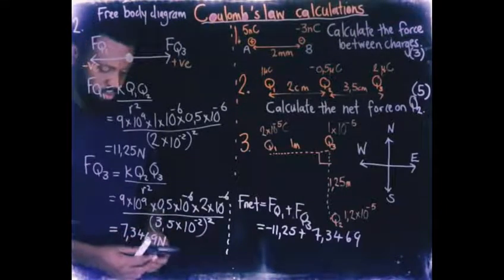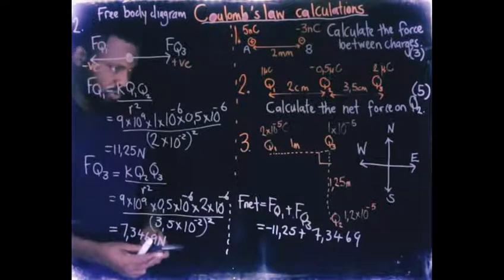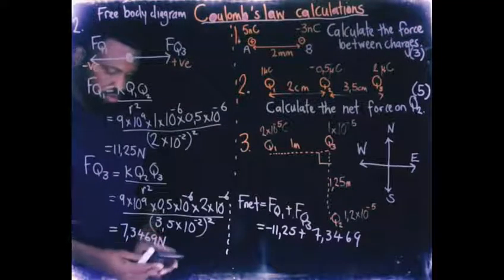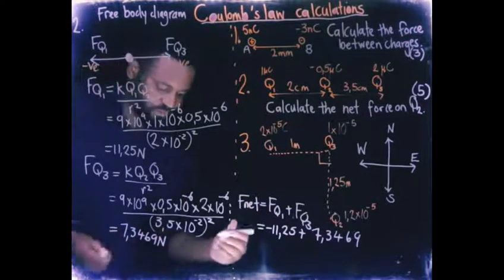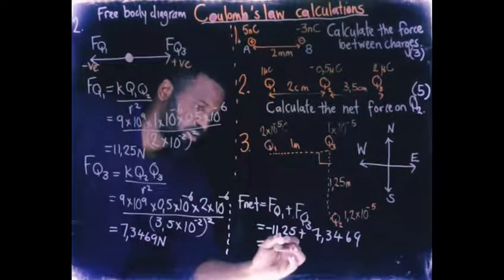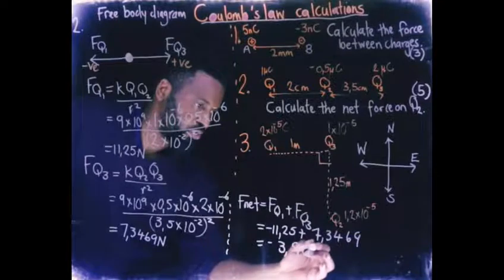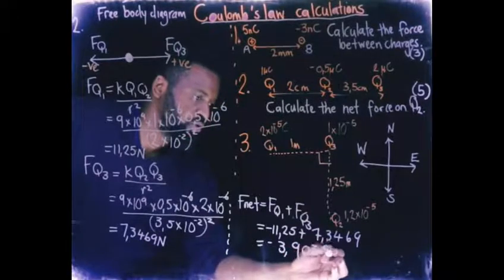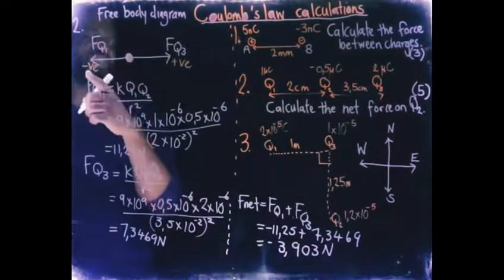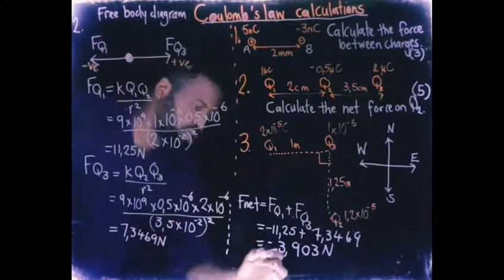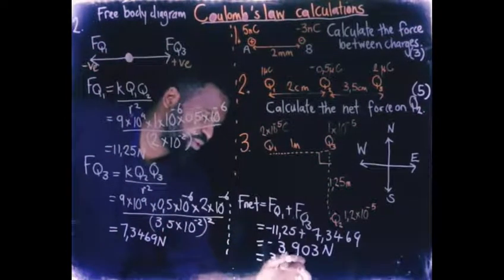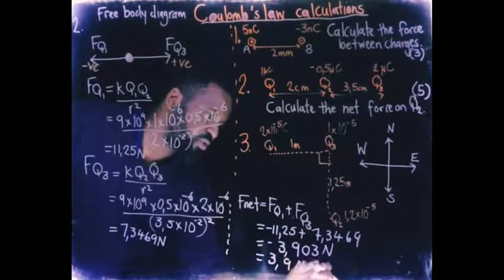So, negative 11.25 plus 7.3469 gives me a negative 3.903 newtons. Negative means it's in the west direction. 3.9 newtons west.